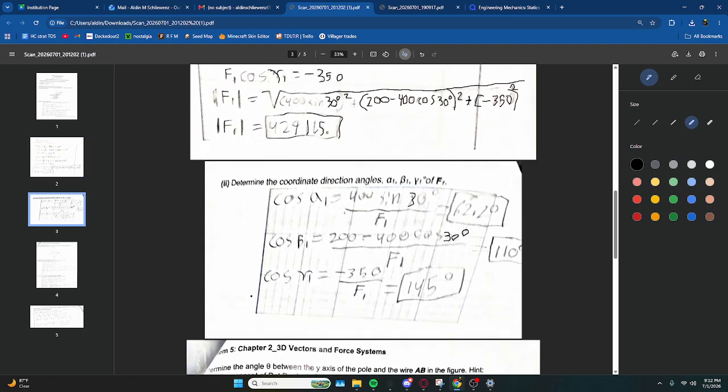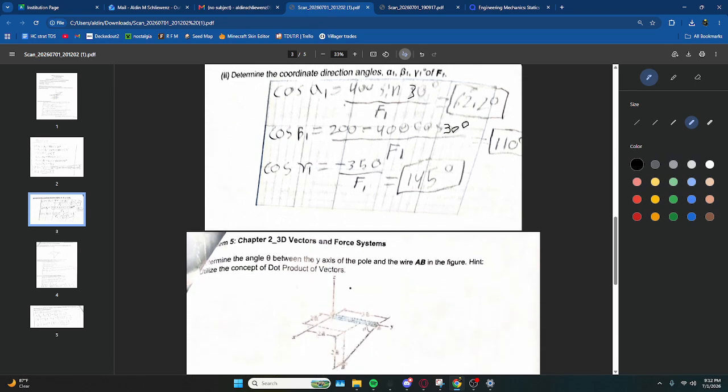I used the previous equations I wrote and plugged in the values to get the final answers. Cosine of alpha is equal to 400 sine of 30 over F1, which is equal to 62.2 degrees. Cosine of beta is equal to 200 minus 400 cosine of 30 over F1, which is equal to 110. Cosine of gamma is equal to negative 350 over F1, which is equal to 145.